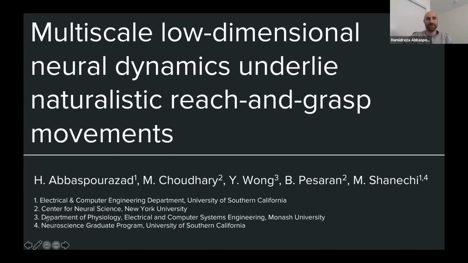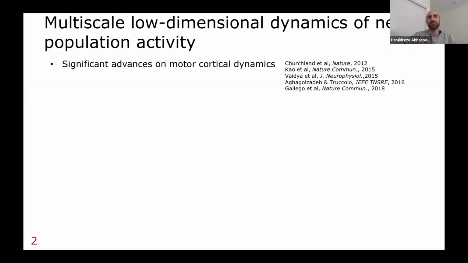Happy to be here. In this talk, I will be talking about the multi-scale low-dimensional dynamics during naturalistic reach and grasp movements. There have been significant advances in our understanding of motor cortical dynamics and how low-dimensional dynamics during neural population activity explain movements. In this talk, we would like to extend prior dynamical models in two directions.